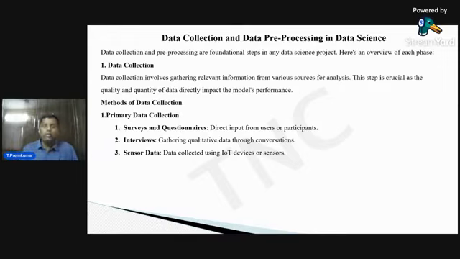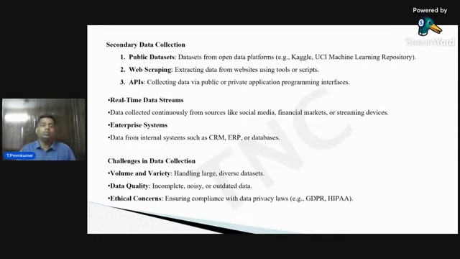Here, surveys and questionnaires are direct input from the users or the participants. In the case of interviews, gathering qualitative data through conversations. And in the case of sensor data, the data is collected using IoT devices or sensors. The next one, secondary data collection, covers public datasets, web scraping, and APIs.